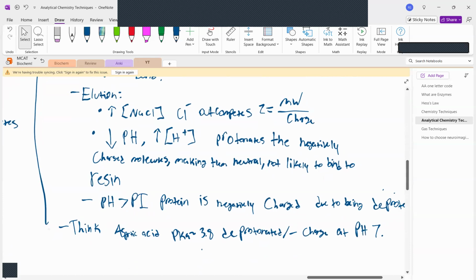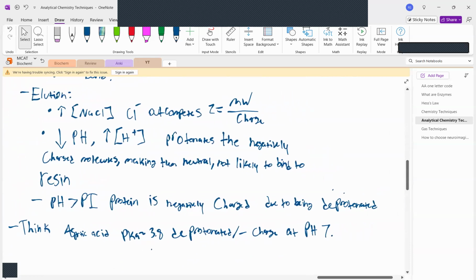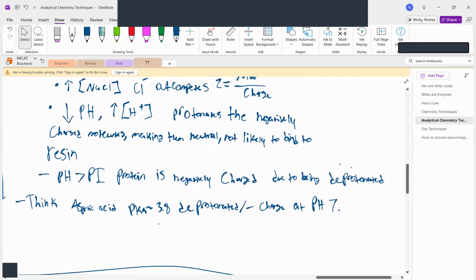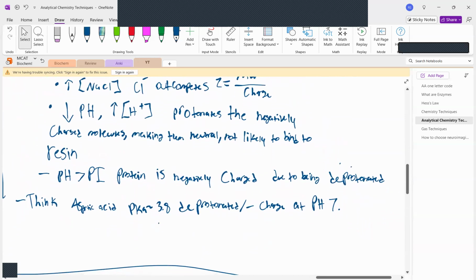Same thing, pH greater than pI, the protein is negatively charged due to being deprotonated. And if you're confused again, I like to think of aspartic acid or glutamic acid. Aspartic acid with its pKa of 3.8, or if it's the only amino acid residue, then it's synonymous with the pI, and same thing with glutamic acid with its pKa, or pI in this case, of approximately 4.2. So it'll be deprotonated and have a negative charge at pH 7 because its pI is less than 7.